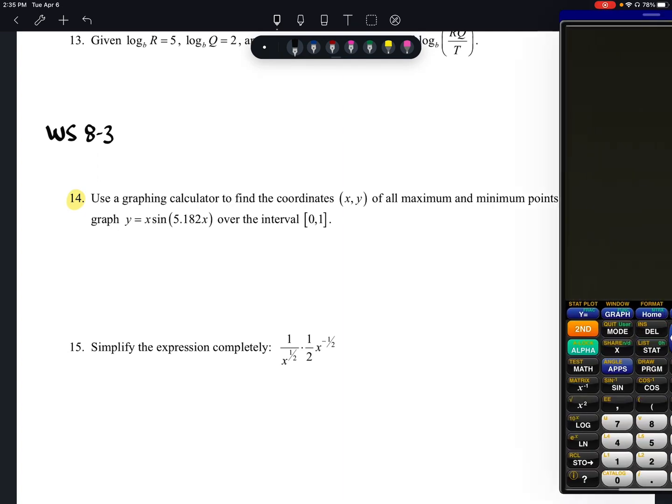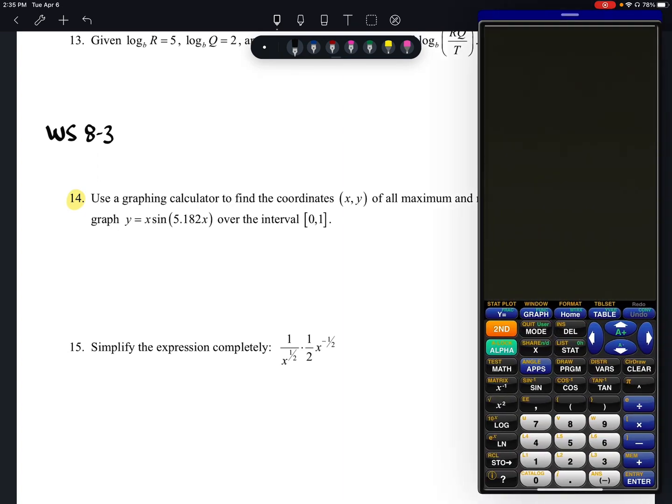Let's get out our graphing calculator. A couple things that I need to point out to you is you definitely need to make sure that your calculator is in radians in this problem. I'm going to tell you that right up front. If you have it in degrees, it's going to cause some problems. So make sure your calculator is in radians.